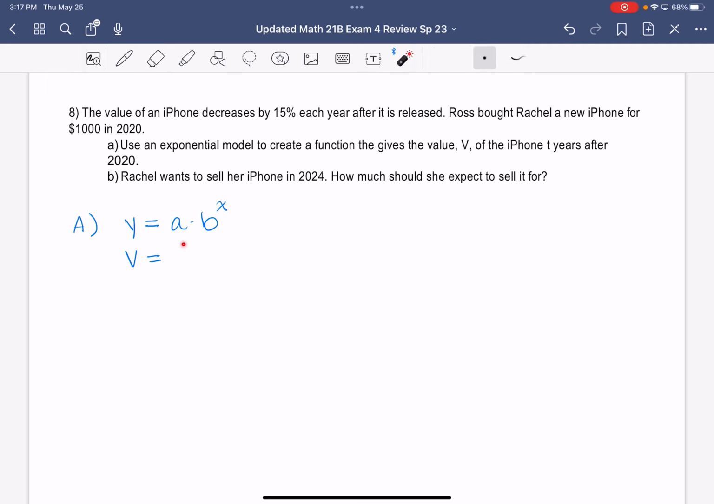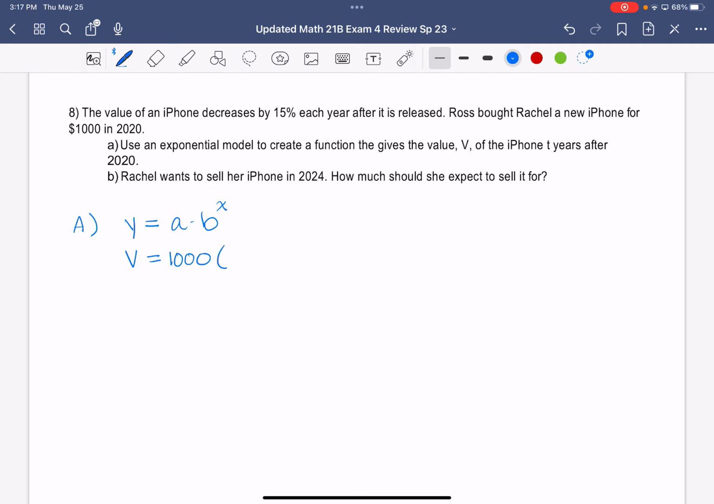And then remind me, what does A represent in the form of an exponential model? What's A? In general. Initial value. Yeah, it's the initial value, right? So what's the initial value of this iPhone? $1,000. So in place of A, we put in 1,000.